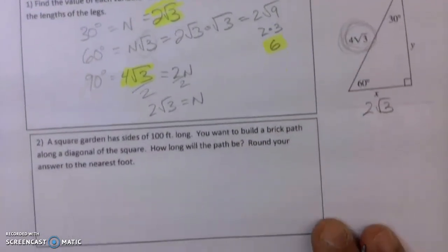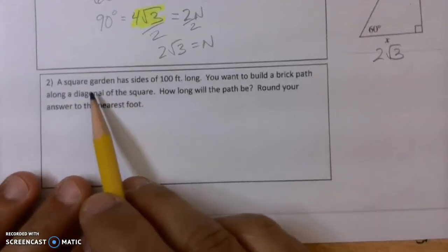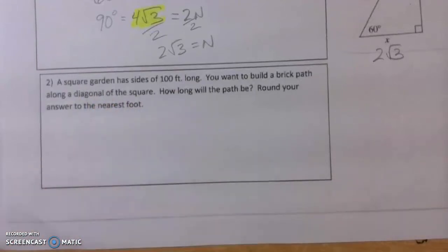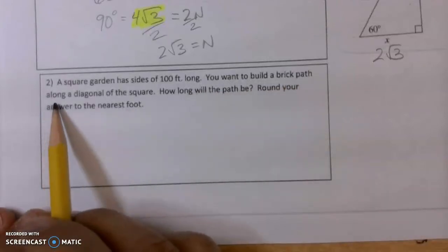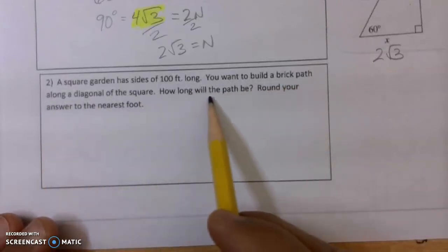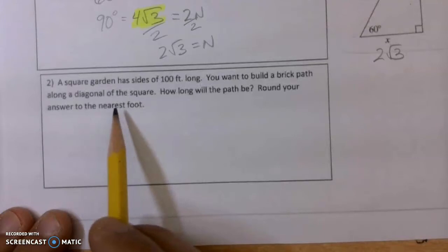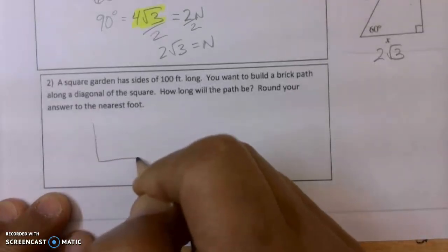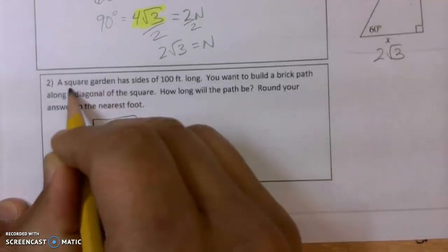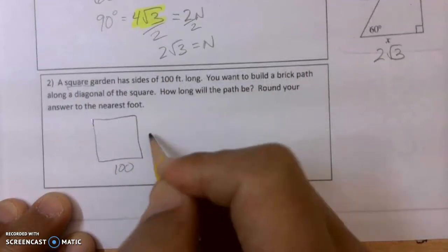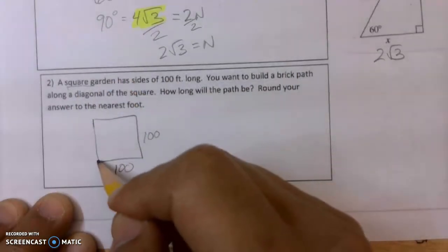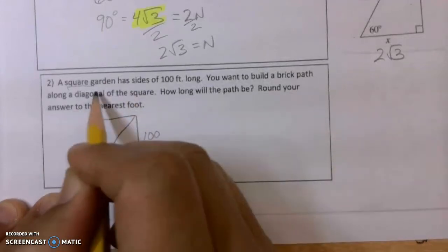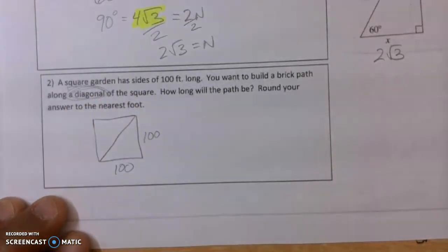Okay. Let's try number 2 here. A square garden has sides of 100 feet long. You want to build a brick path along a diagonal of the square. How long will the path be, rounded to the nearest foot? So you've got this garden that's a square. 100 feet, 100 feet, of course, all the sides of a square are 100 feet. You want to draw this path that is the diagonal of the square. We're going to try to figure out what this is right there.